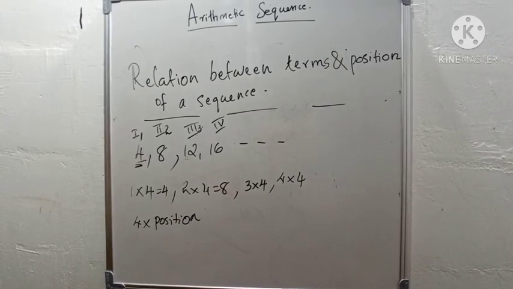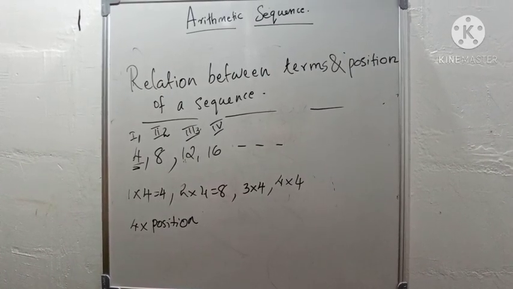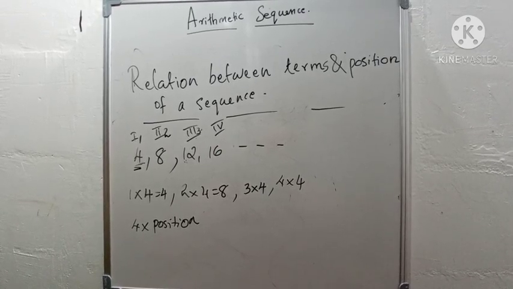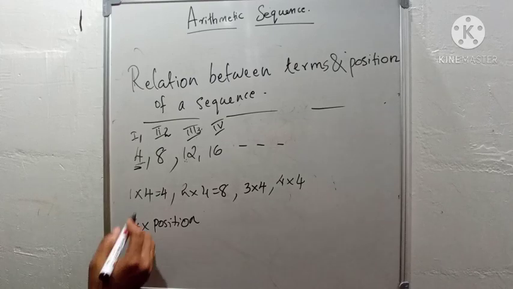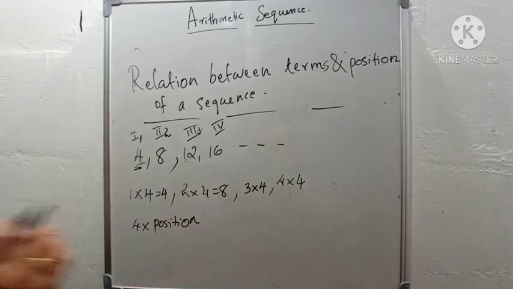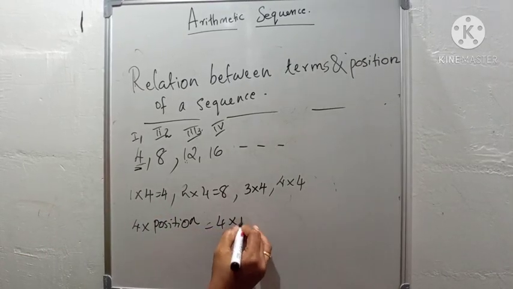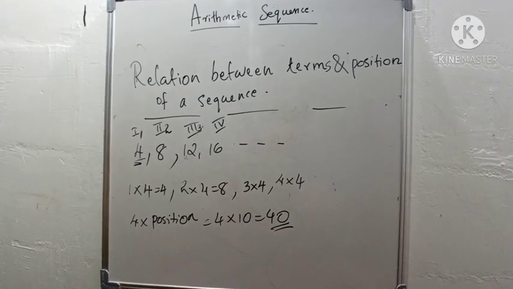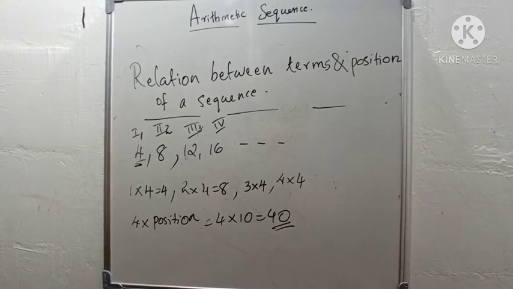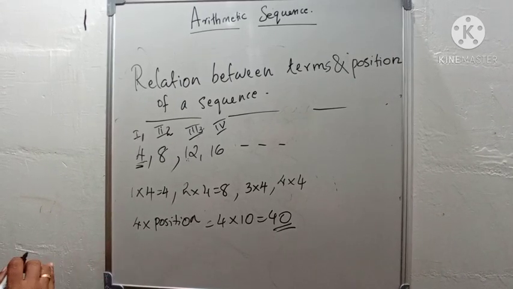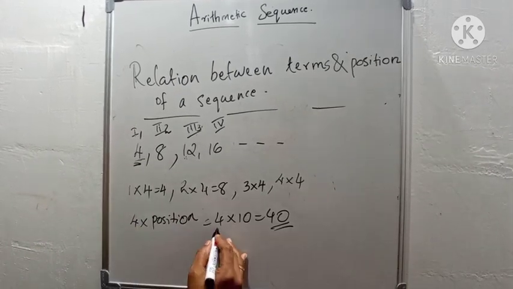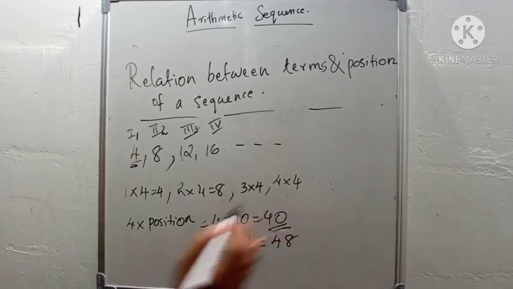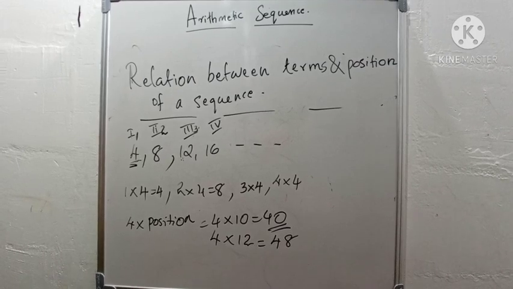Okay, then can you tell the term in the 10th position? Which is the number in the 10th position of this sequence? Yes, 4 into position. 10th means 10 is the position. So 4 into 10 is equal to 40, the number in the 10th position. What about the number in the 12th position? It is 4 into 12. What is that? 48. Okay.